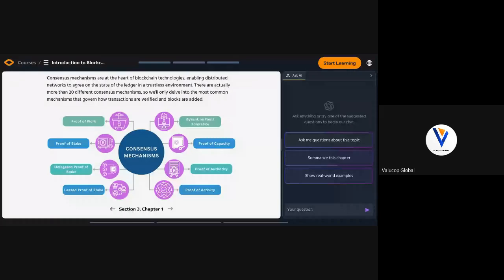We have proof of work, proof of stake, delegated proof of stake, proof of activity, proof of authority, proof of capacity. This is another explanation on its own. I don't know whether I should give this as an assignment. So proof of work, for example, is Bitcoin. I don't know if any of us have ever heard about mining Bitcoin.